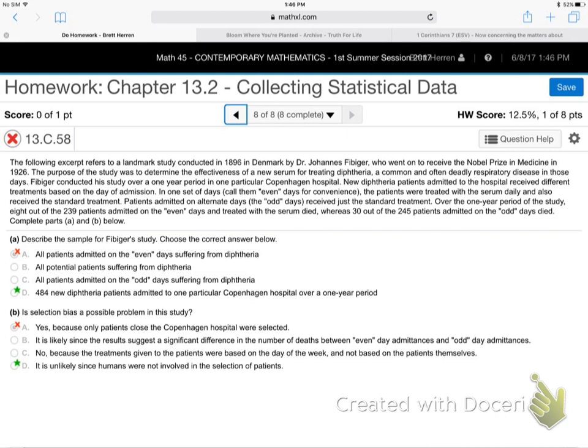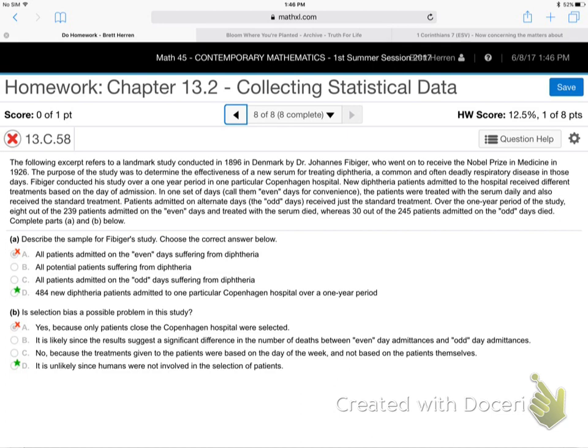Over the one-year period of the study, 8 out of the 259 patients admitted on the even days treated with serum died, whereas 30 of the other ones died. So the serum was helping. Only 8 died instead of 30. Describe the sample for Fibiger's study.